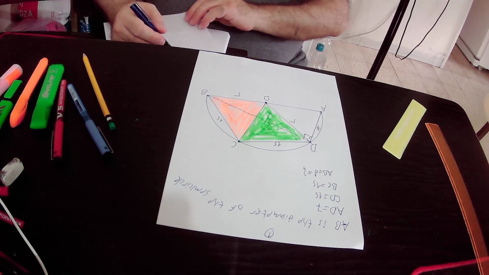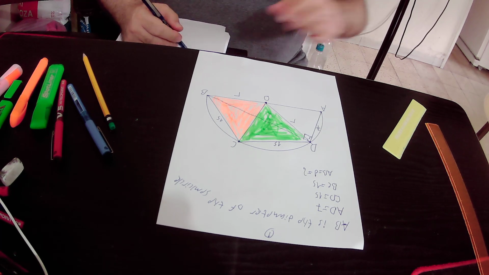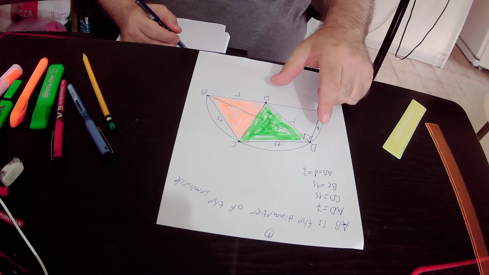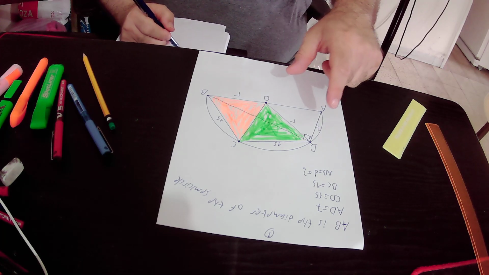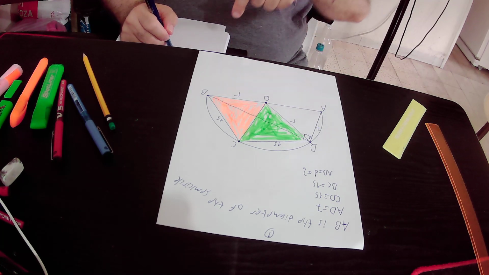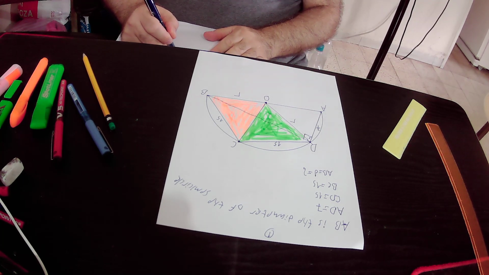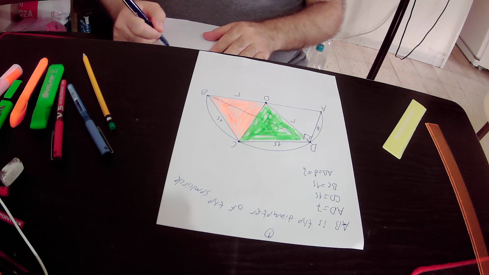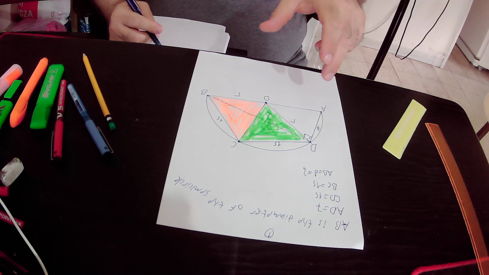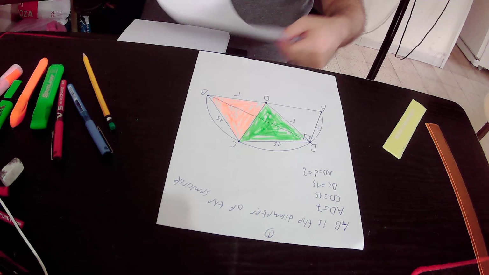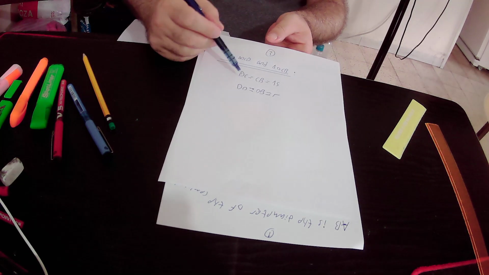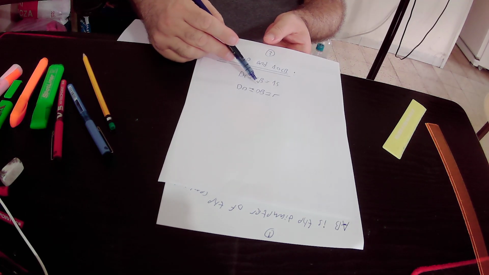and side DO of the green triangle, it is the radius of this semicircle, equals side OB of the orange triangle. Both those two sides are the radii of the semicircle, therefore they are equal to each other. So side OD of the green triangle equals side OB of the orange triangle.